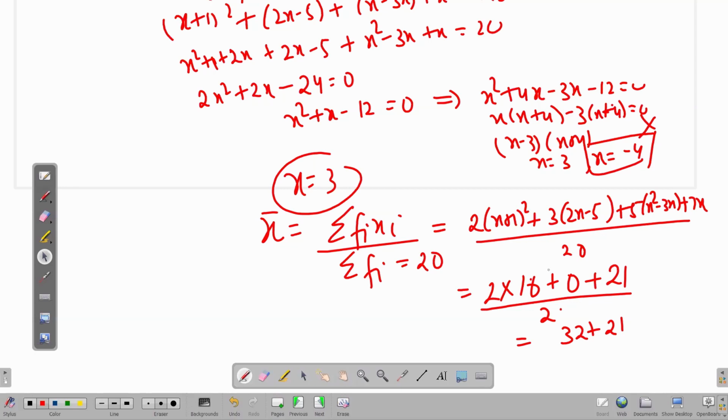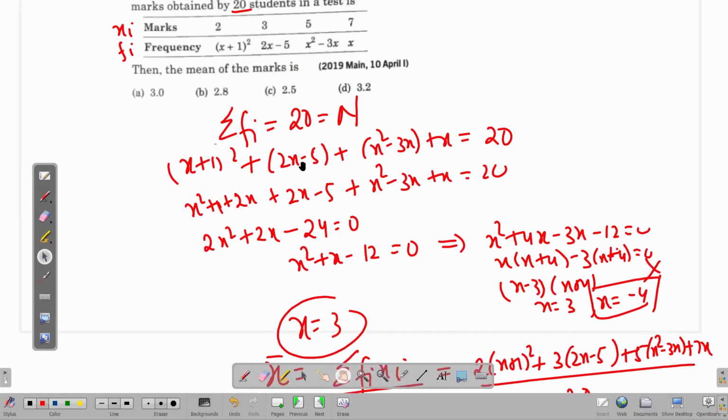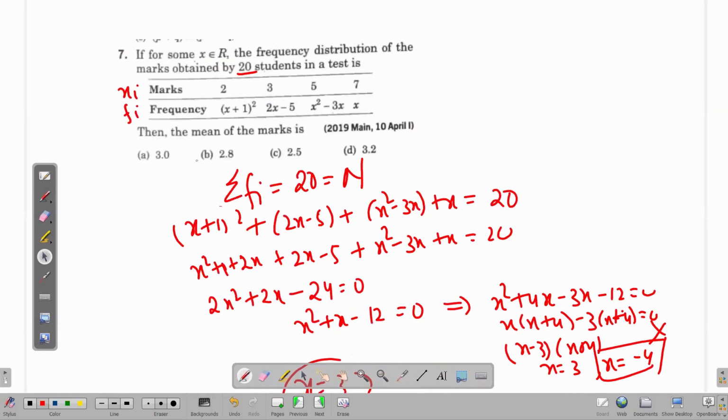So I have missed one term. That is, this is 6 minus 1, 1, 3, then 0, and then 21. So my answer is 56 by 20, which is 2.8. So my correct option is here, B option.